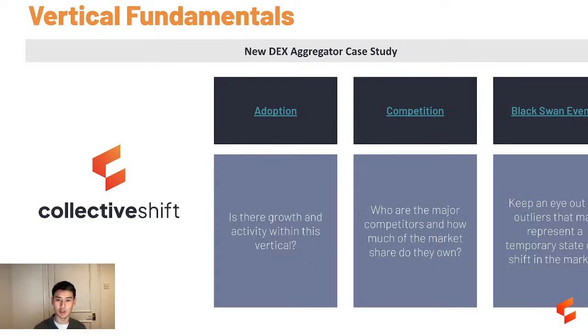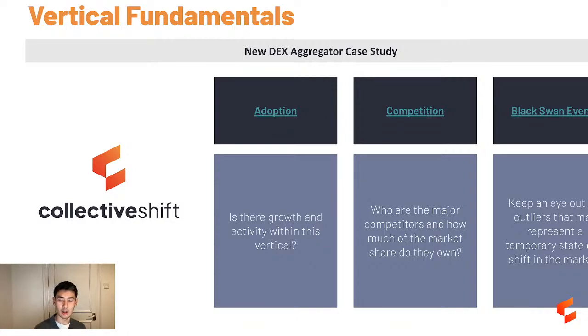So once again, we'd obviously want to look at adoption, make sure that the DEX aggregators and DEXs themselves are growing, right? Because if there are no transactions happening on a DEX, then there's no need for a DEX aggregator. This is a good opportunity to look at competition. What major competitors are out there, and how much of the market share do they own?